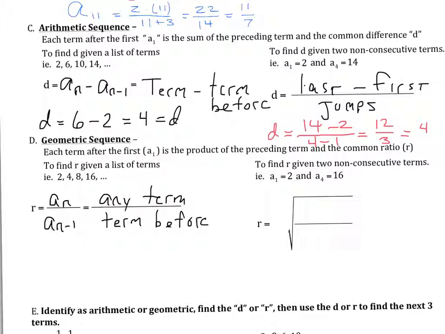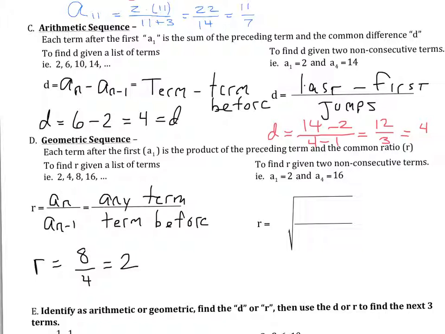So in our geometric sequence above, for your r, say I use 8 as any term, I just divide it by the term right before it, and I get 2. So it's pretty easy if you're given a bunch of terms in order. But if you have to find your common ratio given two non-consecutive terms, just like above in that arithmetic, there's actually a formula for that.